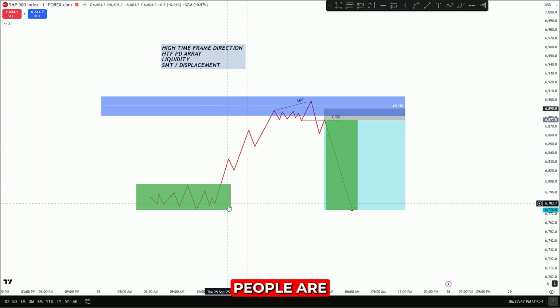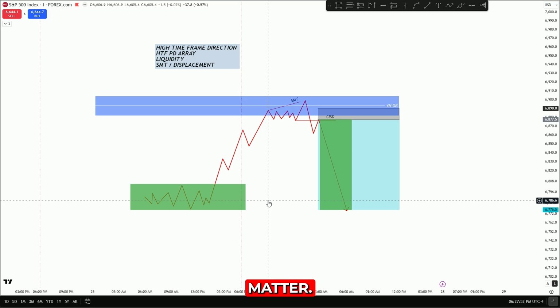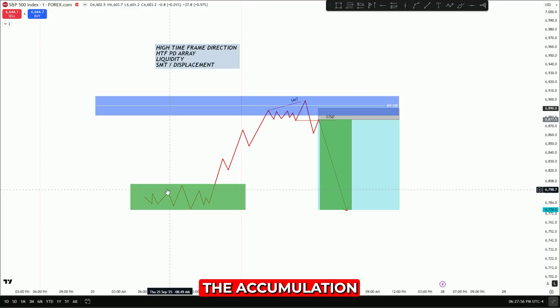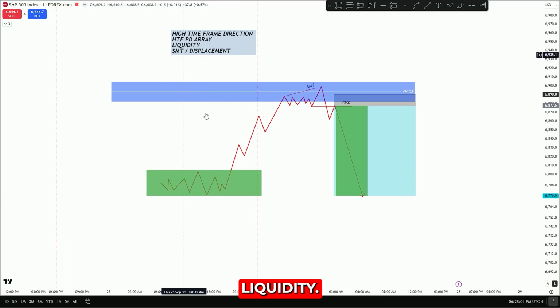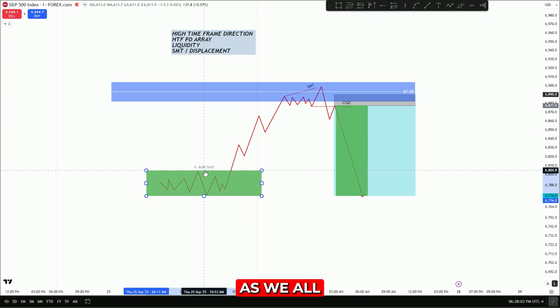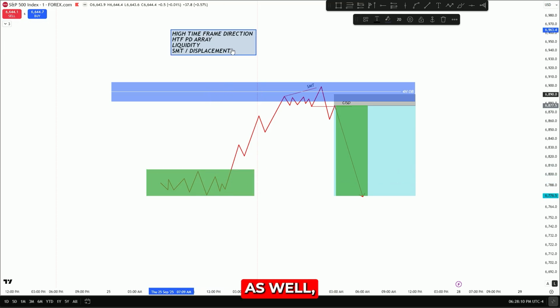Now, I know a lot of people are going to say, what about the accumulation? It doesn't matter. Like, seriously, it doesn't matter. In my opinion, in the advanced market maker model, the accumulation phase does not matter. All you have to spot is some sort of liquidity. Now, this is a consolidation, as we all know. We're just gonna name it accumulation. It doesn't mean it's gonna change. So you have to look for, let me just type in that as well over here, some sort of consolidation or, let's say, what we did, accumulation.